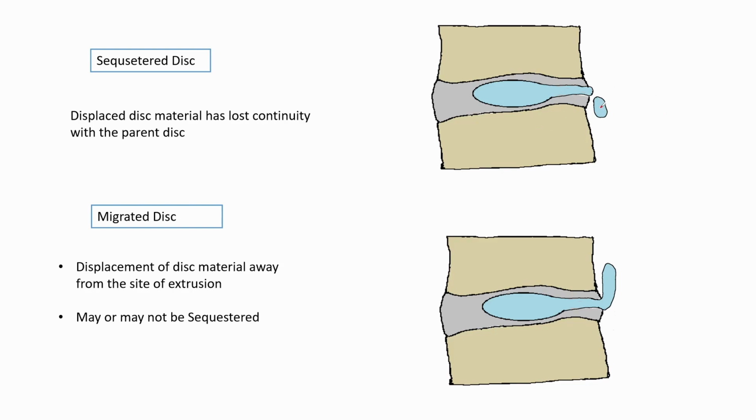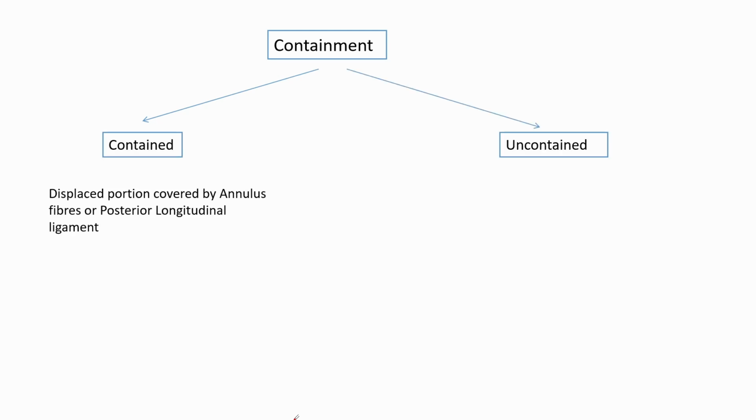Like in the above picture, it is also migrated, however it is sequestered, but here there is a migration without sequestration. Sometimes the disc may also migrate cranially or caudally through the vertebral end plates, forming nodes, and these are known as Schmorl's nodes. Based on containment, a herniated disc is classified as contained and uncontained. Contained is when the herniated portion of the disc is covered by either the annulus or the posterior longitudinal ligament. Whereas if it is not covered by either the annulus or the posterior longitudinal ligament, it is an uncontained disc.